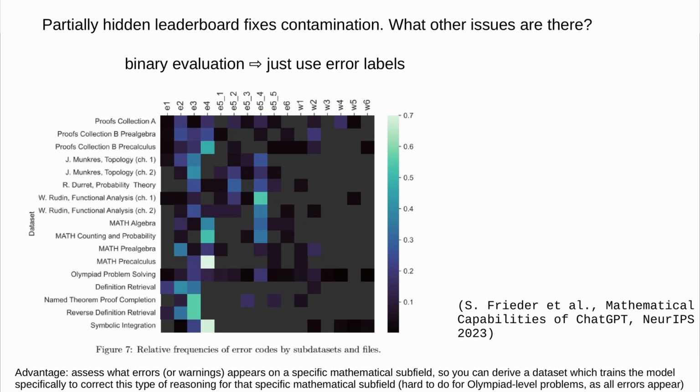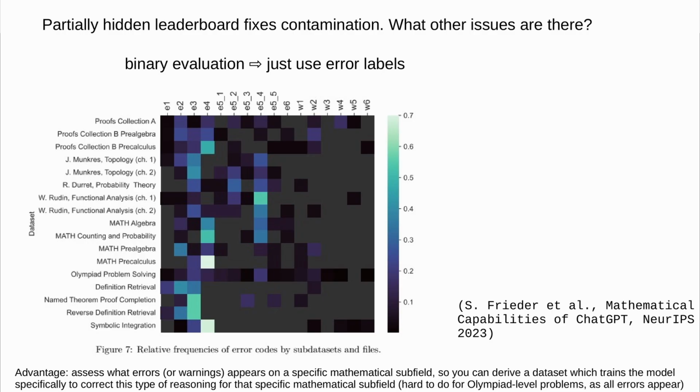And here you can actually see from this heat map quite clearly, if you look at problems that are of Olympiad problem-solving type, so low abstraction, very tricky proofs, almost all error codes and warning codes are present. So in this case, it just means that the language model is really, really bad and cannot really understand what is going on. Although for other subparts of our data set, you can see that only a few error codes are present.